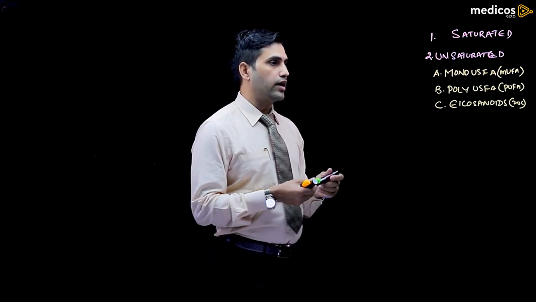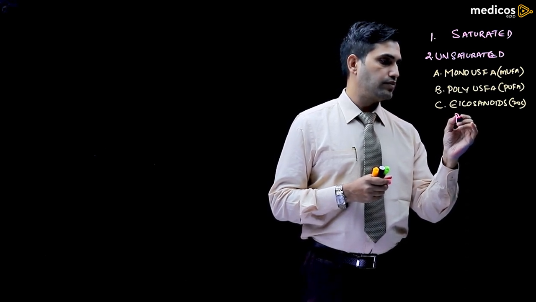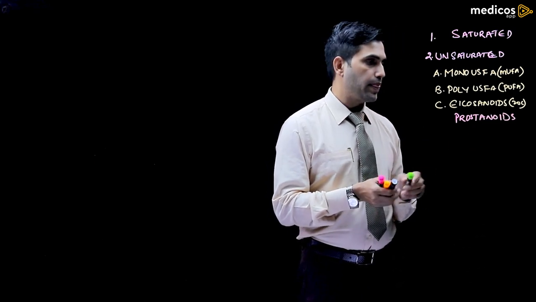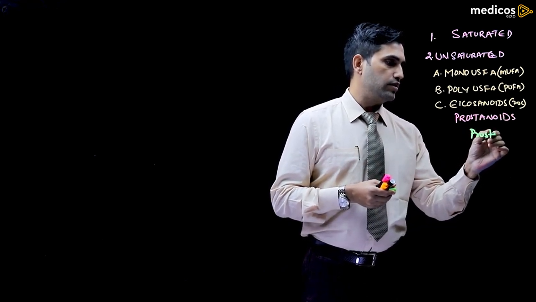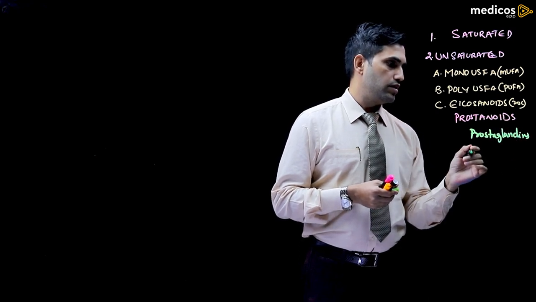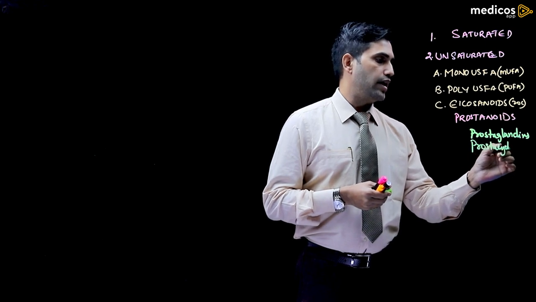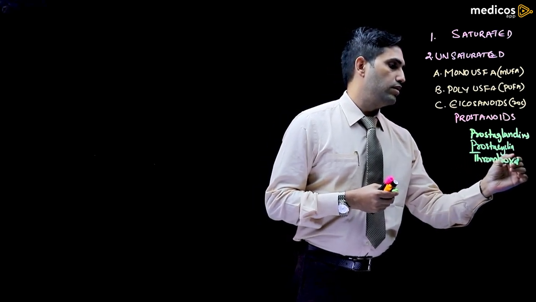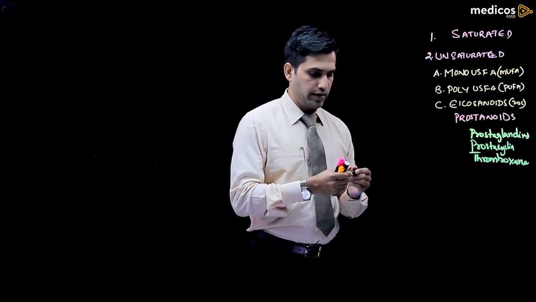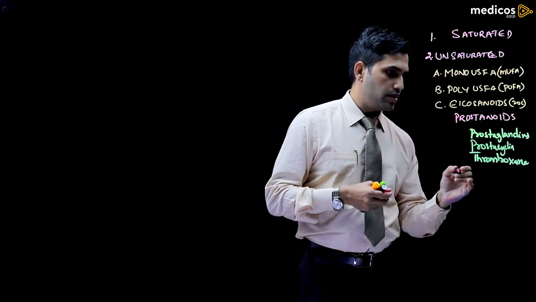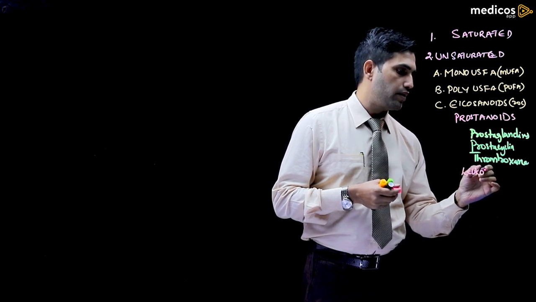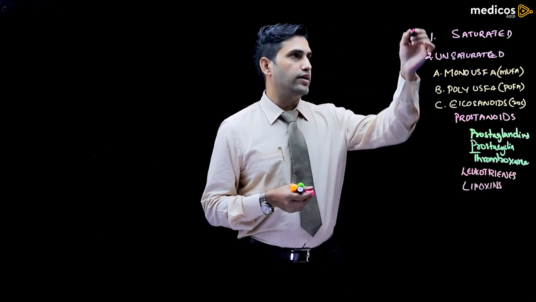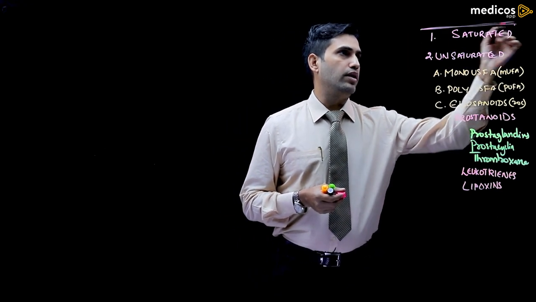These eicosanoids are again divided into prostanoids, which are prostaglandins, prostacyclin, and thromboxane. Prostaglandin, prostacyclin, and thromboxane. Then we have other eicosanoids like leukotrienes and lipoxins. Okay. So this is our bread and butter box today.